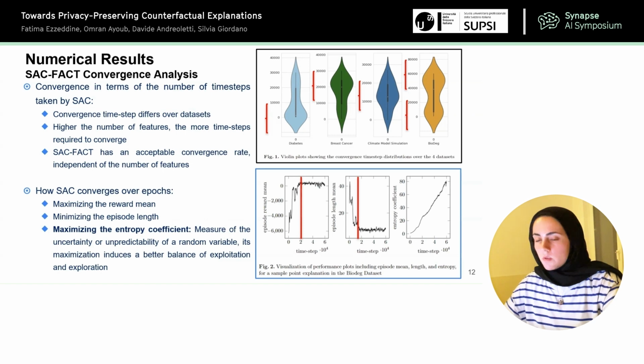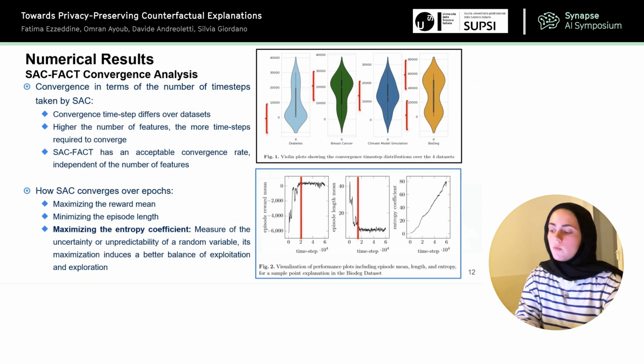In terms of convergence of the algorithm, this is an example of a single model of SAC-FACT. We can see how the reward is being maximized over the time steps, which is the goal of reinforcement learning. And also, the exogenous mean is being minimized, minimizing the number of steps to be made in order to achieve our counterfactual.